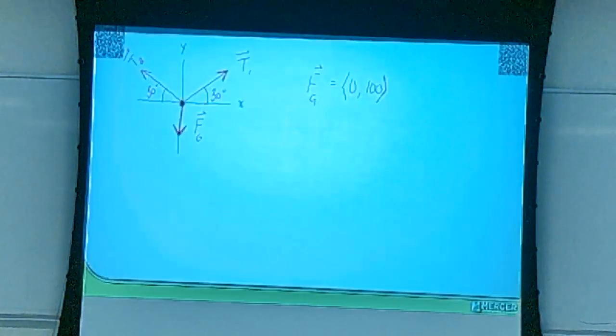Right, gravity always, in this case, straight down. It's actually always towards the center. So it's 0, negative 100, because it's going downwards. We don't know T1 and T2. That's what we have to find.